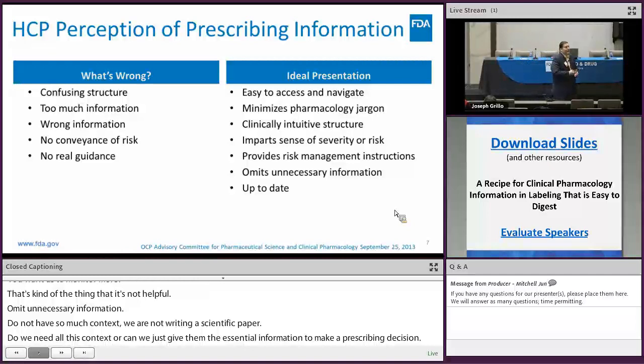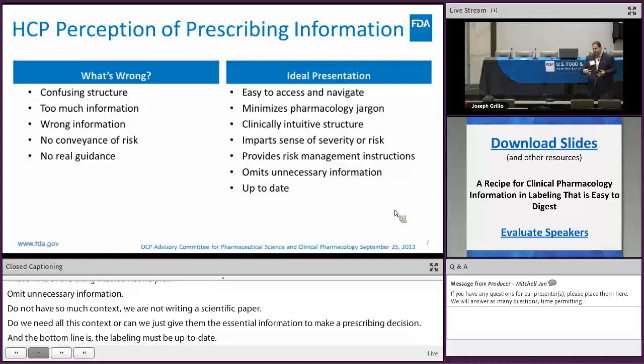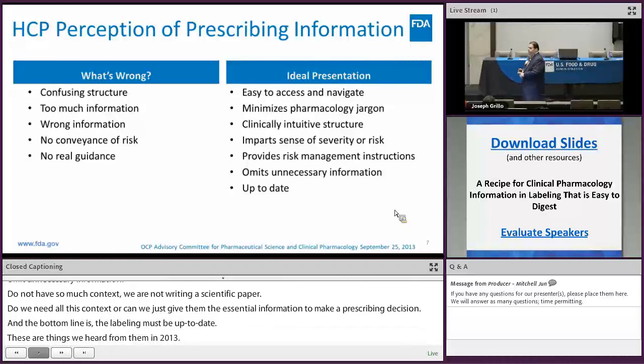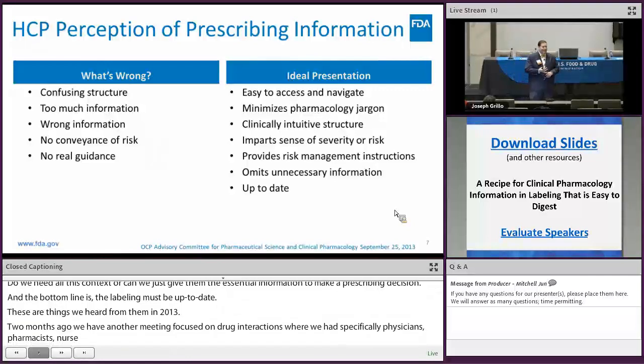Two months ago, we had another meeting. This is more focused toward drug interactions, where we had specifically physicians, pharmacists, nurse practitioners, PAs, third-party drug information providers, and a couple of representatives from industry. And we kind of talked about drug interaction labeling as well. And we were hoping we'd hear a lot that we've improved a lot.